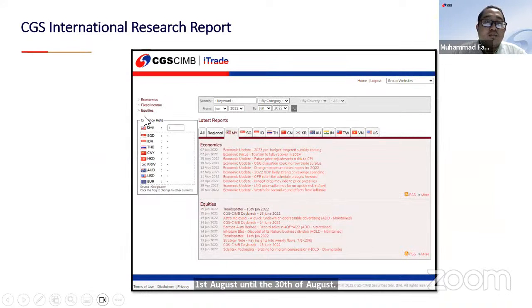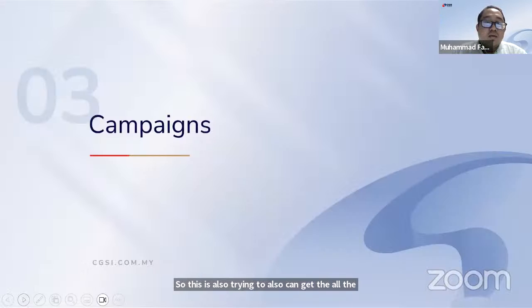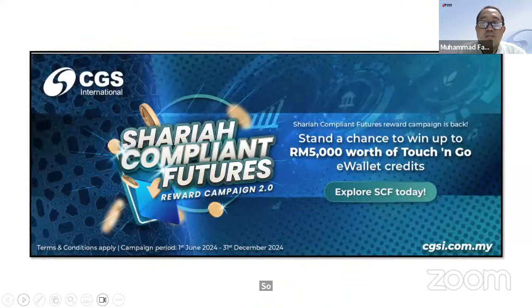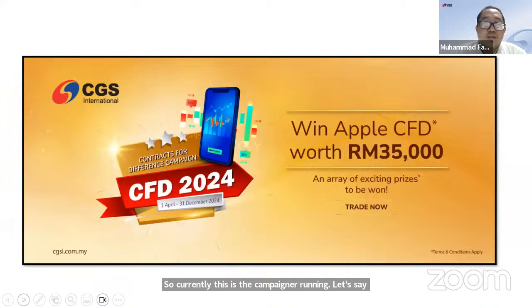So the client also can get all the research reports from the iTrade website. So currently this is the campaign that we're running. First is the futures reward, Sharia compliant futures, and also the CFD.